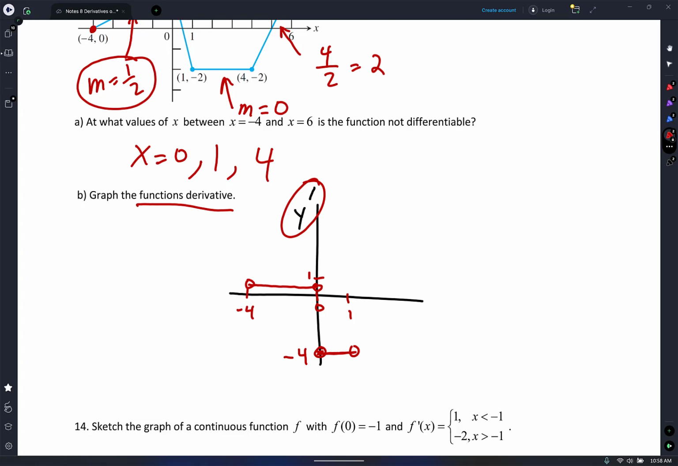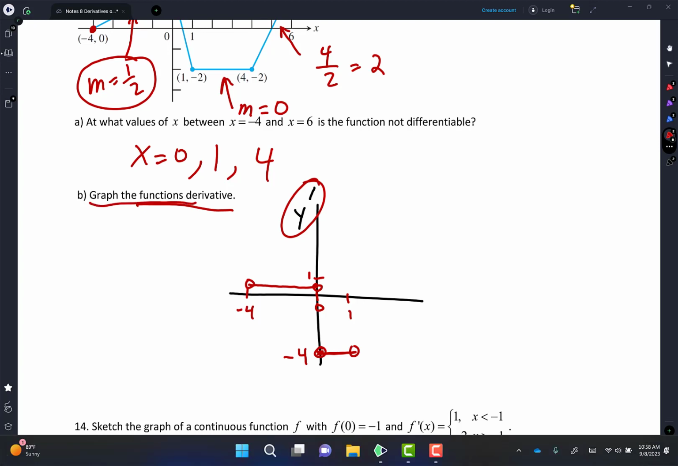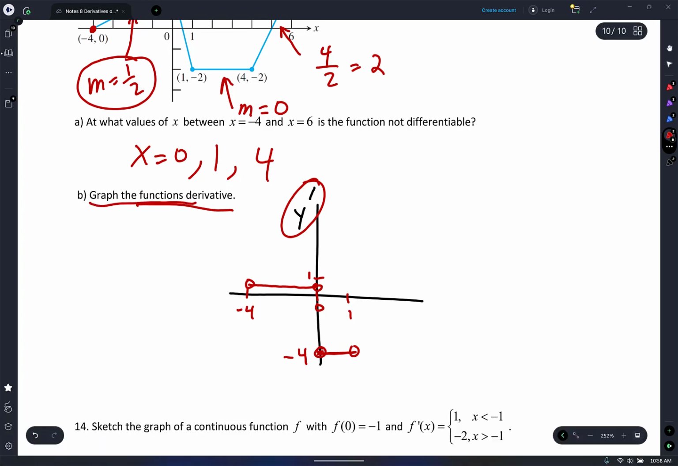Oh, because it told me. It says graph. Yeah, it told me right here. Look, graph the function's derivative. They want a graph. And I know that derivative means slope. So I'm just plotting the slopes.